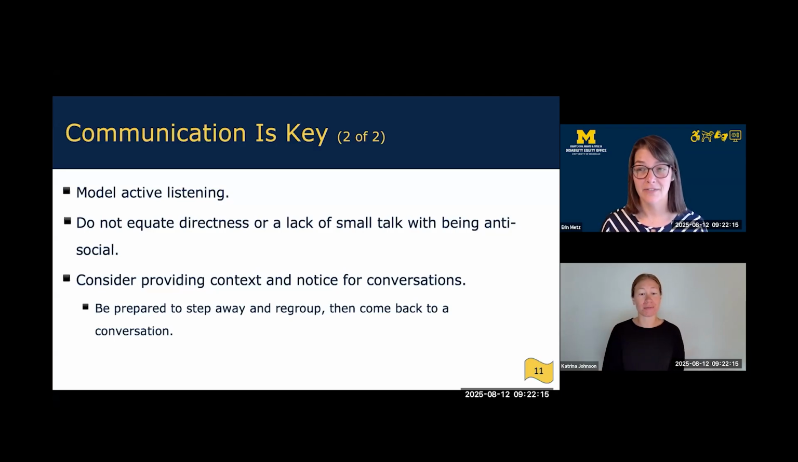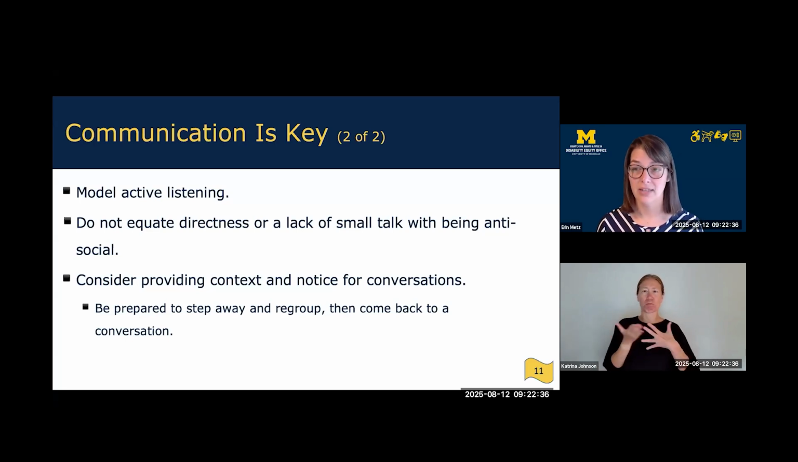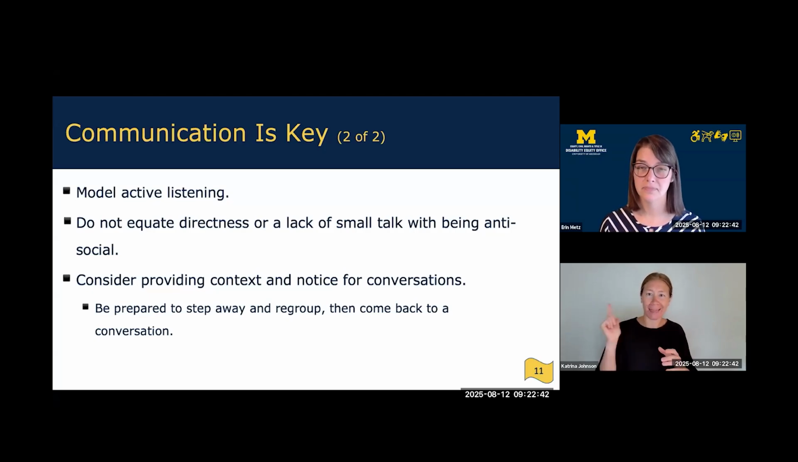Provide context and advance notice. Whenever possible, provide some context for conversations and give advance notice about important discussions. This allows everyone involved to prepare thoughts and participate more effectively. Also, allow space to step away and regroup when needed. Recognize that it can be helpful to take a break from a conversation. Stepping away to collect thoughts and return later can lead to more productive and thoughtful discussions.